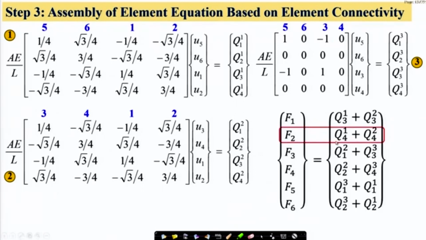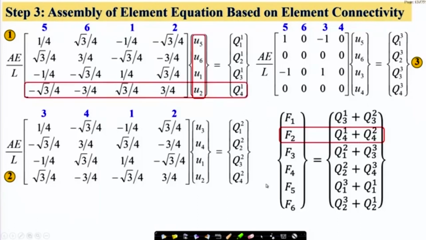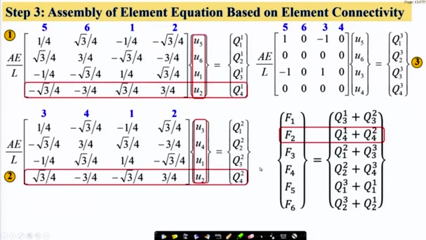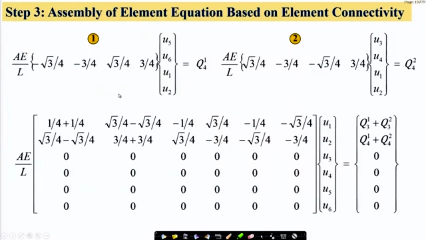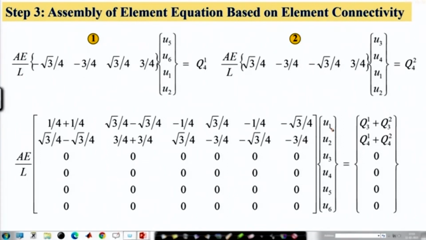If we do it for F2, then the corresponding rows and columns will be this. Here we have F41 and F42, F41 and F42. So these two equations need to be added, okay. Now, let's do that. So this is the equation, same thing we can do. For instance, first the contribution of U1 will be here minus root 3 by 4, and the contribution of U1 will be here root 3 by 4. So this will be root 3 by 4 minus root 3 by 4.